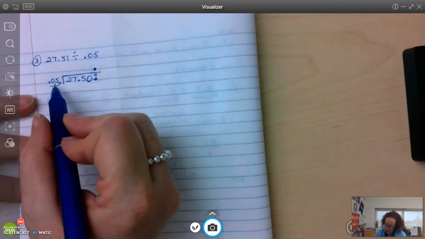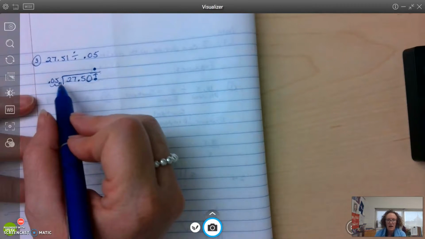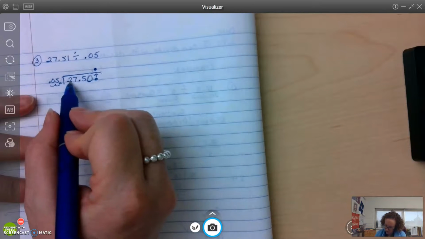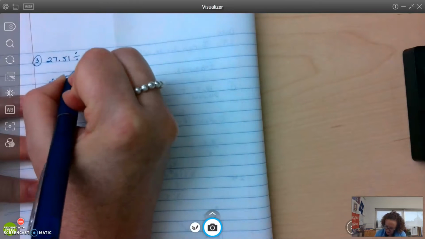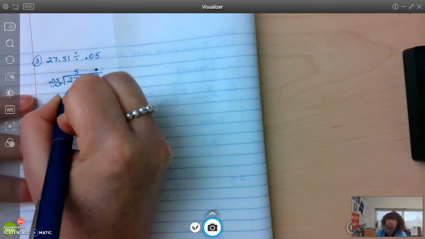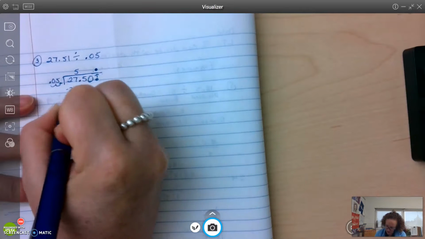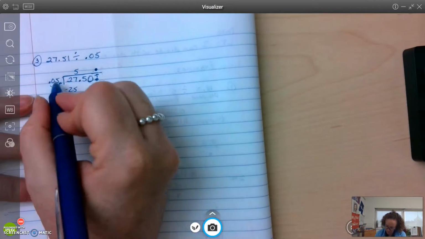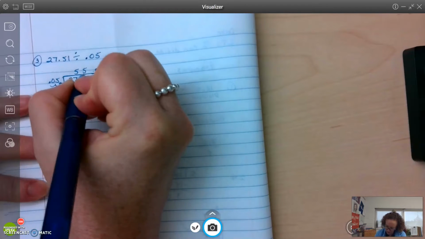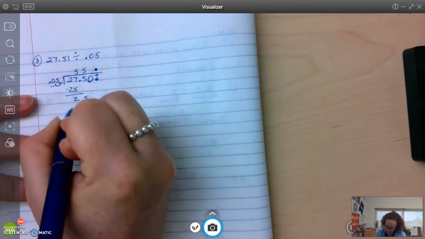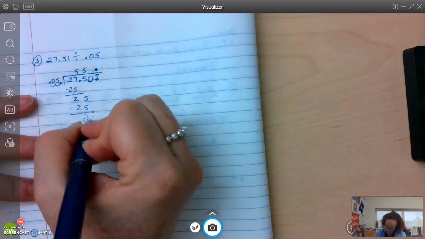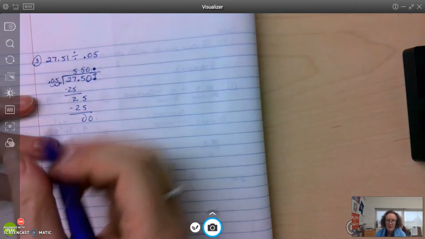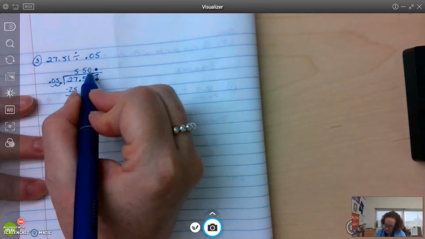Then I'm going to do the division as if I didn't have any decimals anywhere. So 5 goes into 2 0 times, 5 goes into 27 5 times, 5 times 5 is 25, 27 minus 25 is 2. I'm going to bring down one number at a time. 5 goes into 25 5 times. I still need to bring down that 0, and 5 goes into 0 0 times. So my answer for this one is going to be 550.